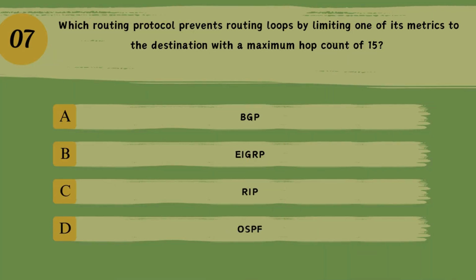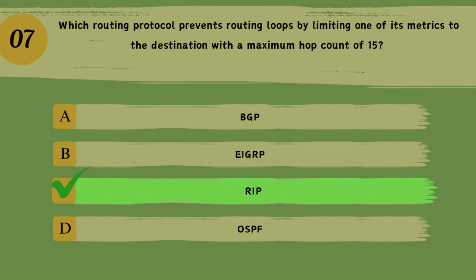Question 7. Which routing protocol prevents routing loops by limiting one of its metrics to the destination with a maximum hop count of 15? A. BGP, B. EIGRP, C. RIP, D. OSPF.